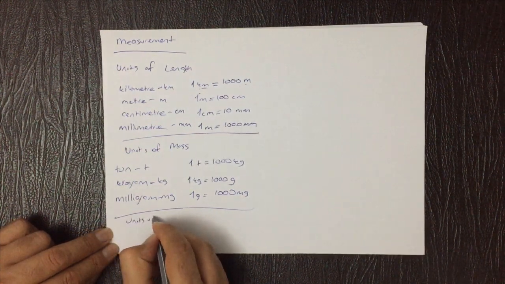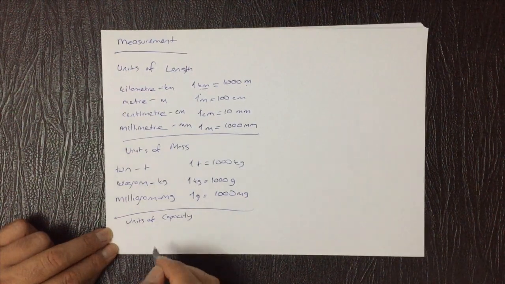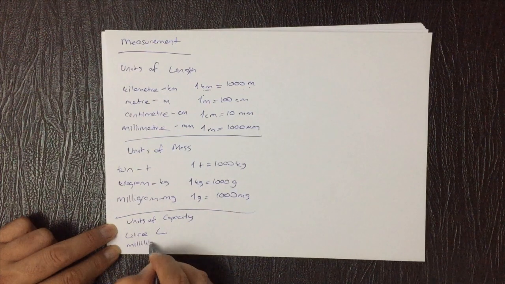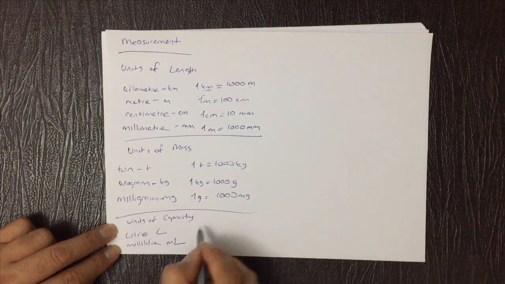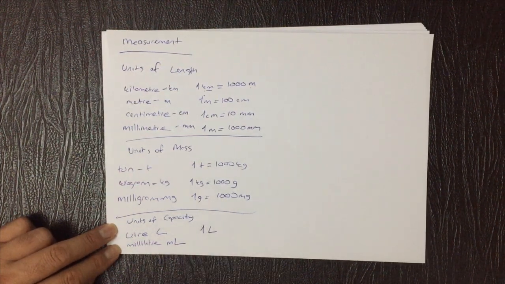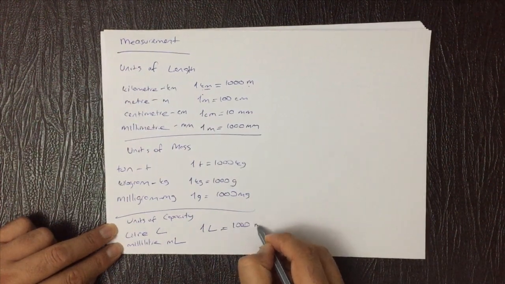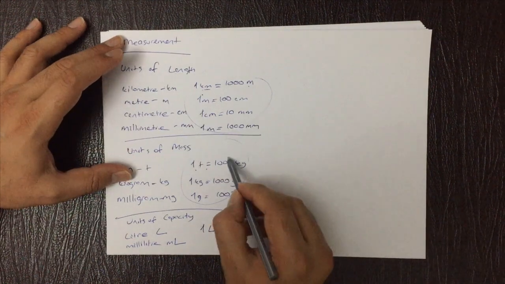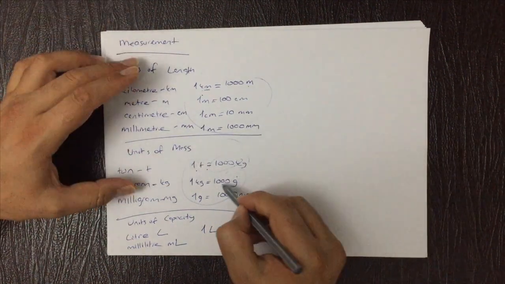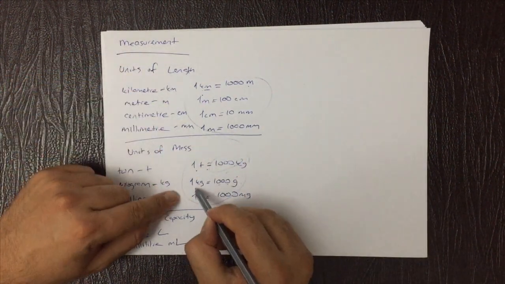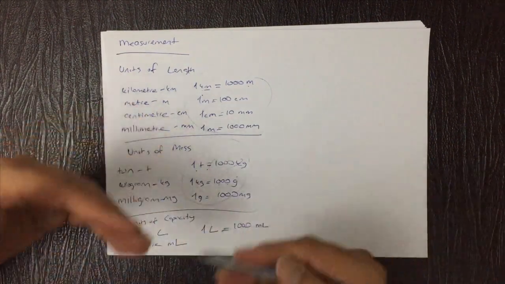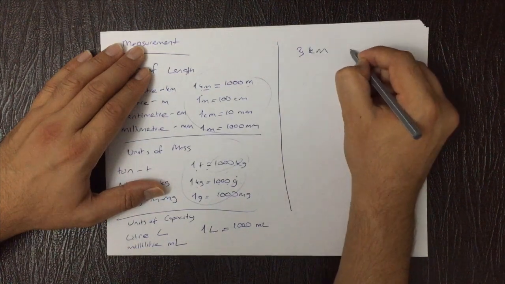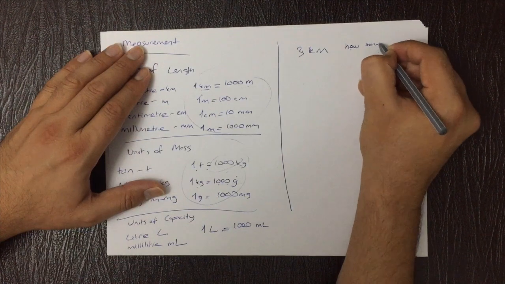Okay, so units of capacity. So easy this is. Just liter, shown as L, then milliliter, shown as small m and L. So 1 liter, how much? It is, as you know, 1000 milliliters. You have to know what these are. For example, 1 ton, how many kilograms? 1000 kilograms. 1 kilogram, how many grams? 1000 grams. For example, 2 kilograms, how many grams? 2000, of course, because you must do multiplication. Okay, so let's look at an example. So 3 kilometers, how many meters?